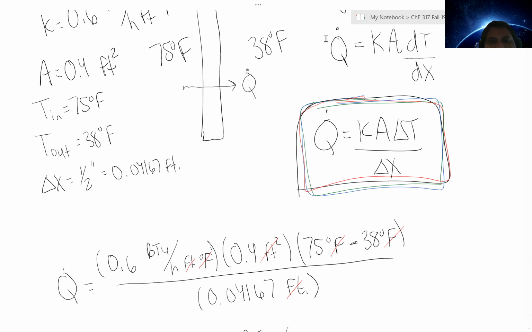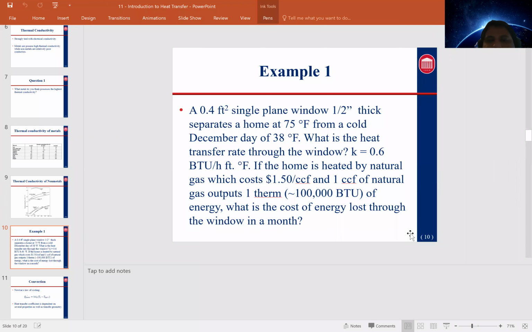So let's look at the next step of the problem. It asks now, if the home is heated by natural gas, which costs $1.50 per CCF, which stands for 100 cubic feet, and 1 CCF of natural gas outputs 1 therm, which is approximately 100,000 BTUs. I really didn't make up these units, they're real. What is the cost of energy lost through the window in a month?